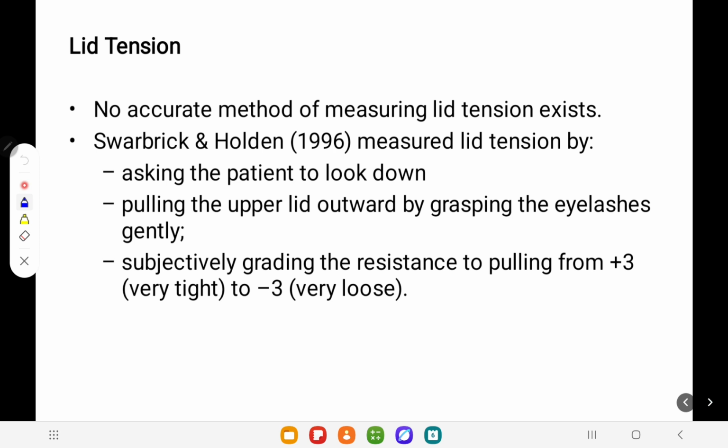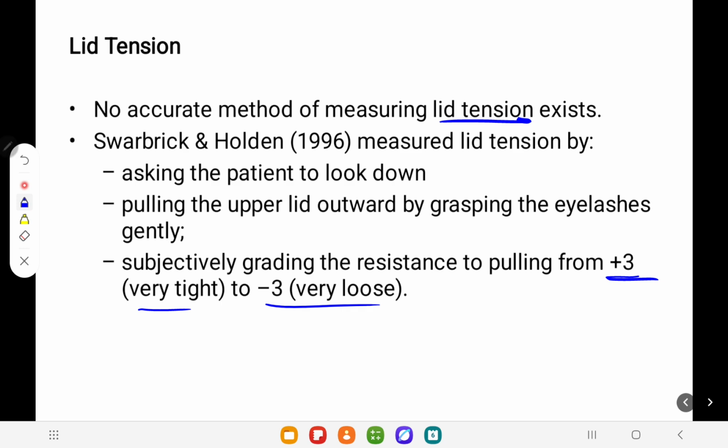So lid tension: no accurate method of measuring lid tension exists. Lid tension measurement is just our subjective feeling. As an optometrist, you ask the patient to look down and pull the upper lid outward by grasping the eyelashes gently. Subjective grading is by the resistance to pulling, from +3 being very tight to -3 being loose. I want to emphasize that lid tension is not an objective measurement. It's a subjective measurement done by an optometrist.